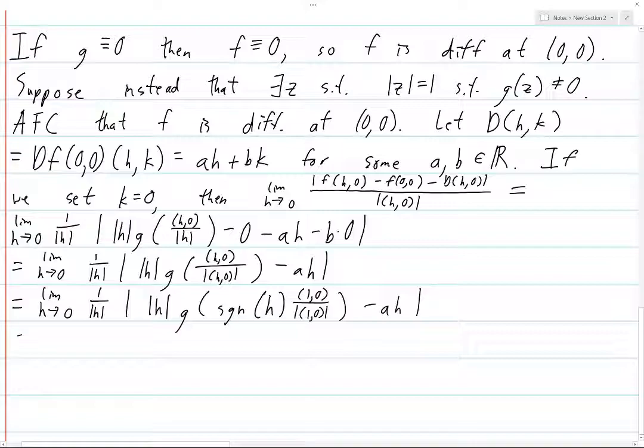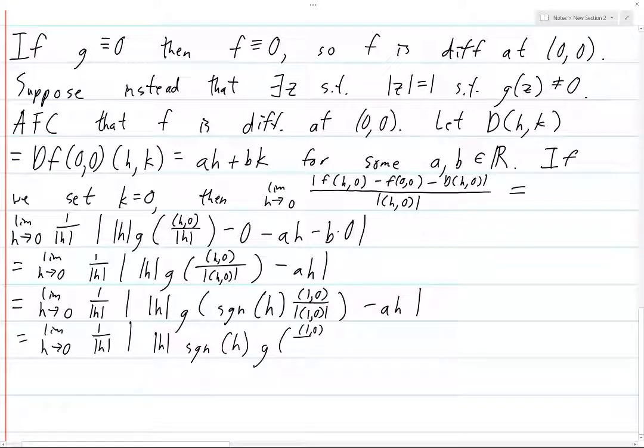And as before, we can pull out this sign of h, so we get the norm of h times sign of h times g of (1, 0) over (1, 0) minus ah. Well, wait, why did I worry so much about that? Because what's g of (1, 0)? It's 0. So all this fuss I was making doesn't even matter because it's just going to be 0 in the end. Okay, well, whatever.